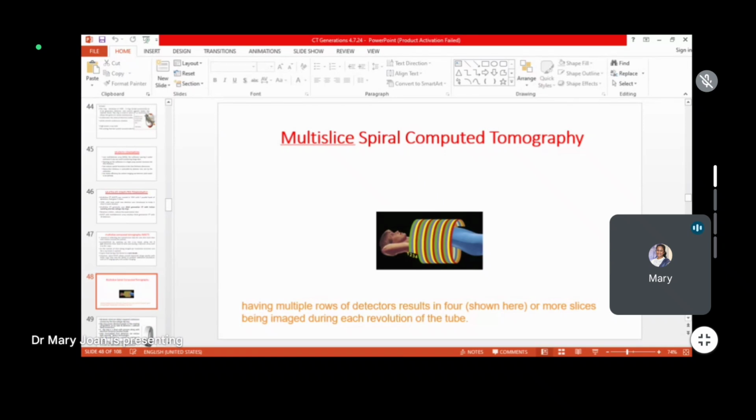So here you can see multi-slice spiral computed tomography. Previously it was a single spiral. Now multiple spirals are going on. Here you can see 1, 2, 3, 4 in different colors. So there are 4 spirals around the patient. Having multiple rows of detectors results in 4 or more slices being imaged during each revolution of the tube.